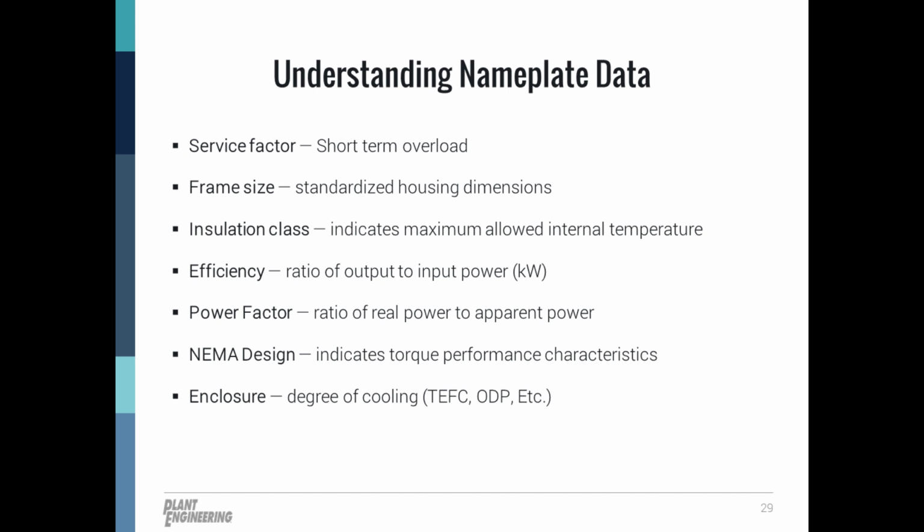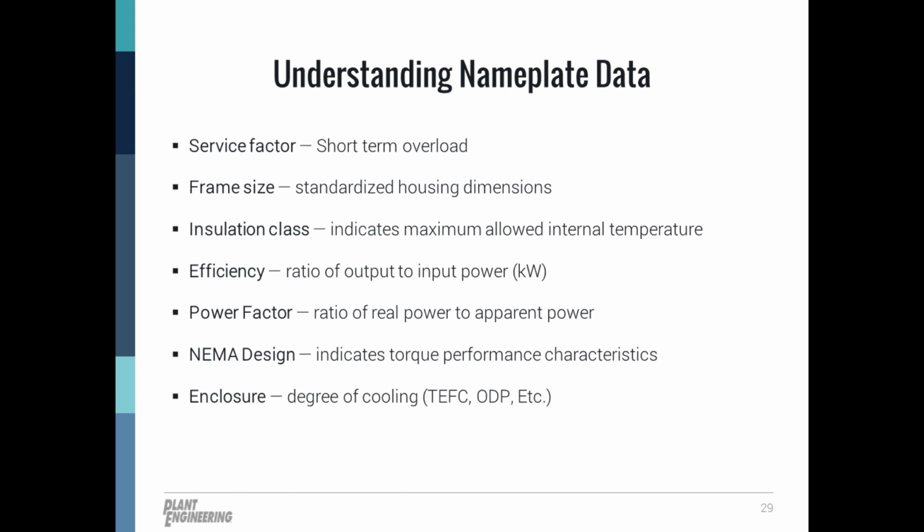All right, making sure you have the correct enclosure, lastly, can play a key part in cooling for the motor. There are many different types of enclosures, such as TEFC, meaning totally enclosed fan cooled, ODP, meaning open drip proof, TEAO, meaning totally enclosed air over, as well as many others. Each motor enclosure can be specific to an application and to the environment the motor is located in.